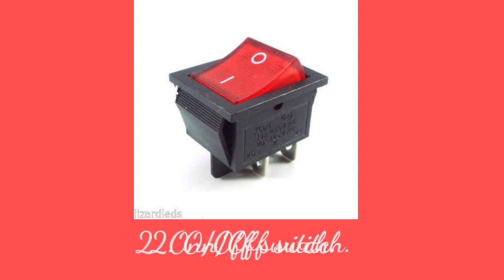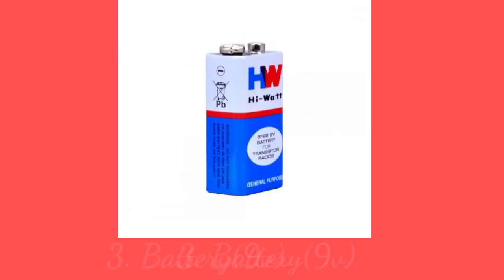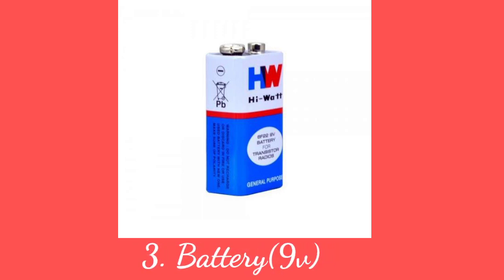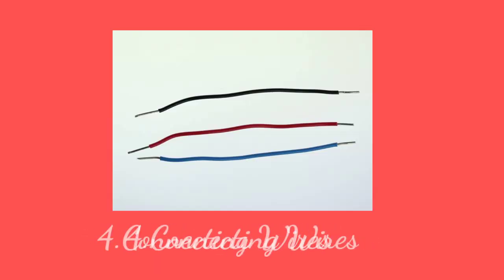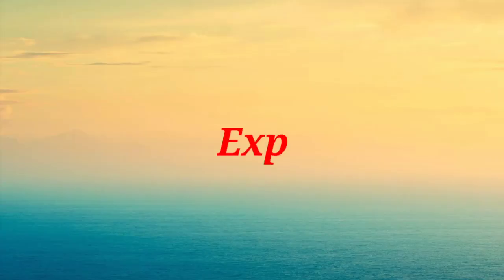The second thing which we require is an on-off switch. The purpose of this on-off switch is to make and break the circuit, so as to change the current by which the magnetic field is changed. The third thing which we require is a 9-volt battery. This acts as a power source or power supply. And the last thing which we require is some connecting wires.